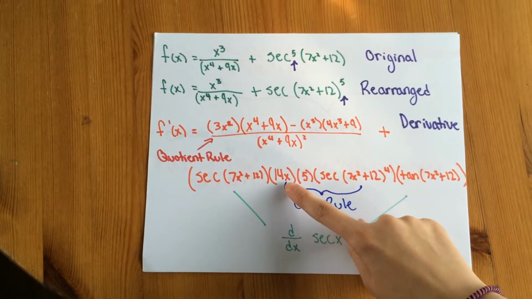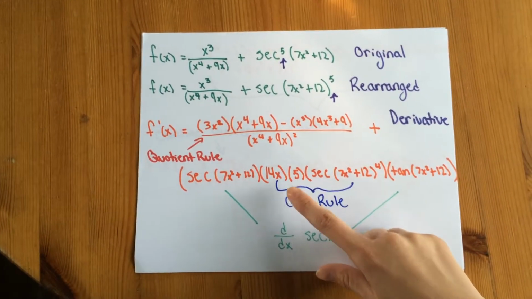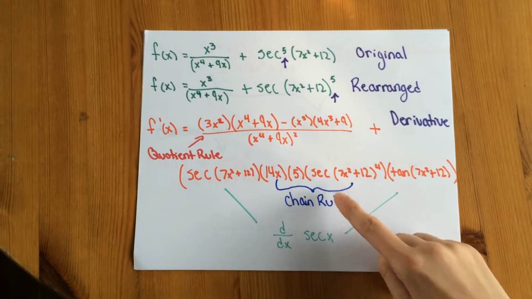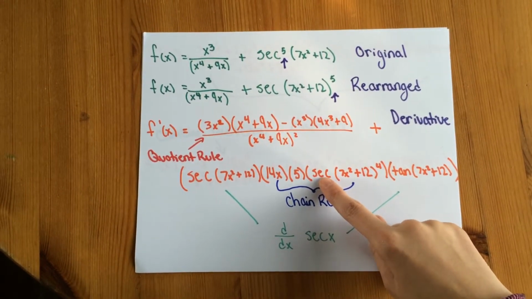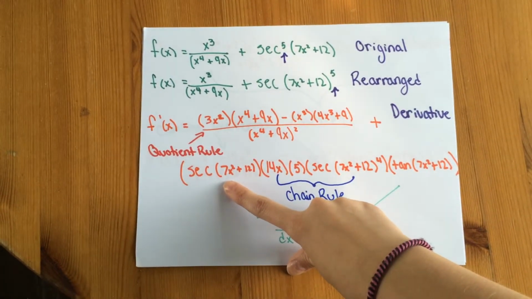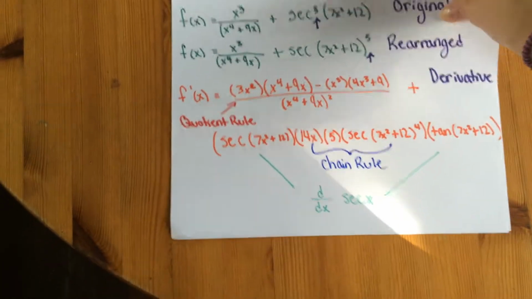The chain rule, we end up with 14x, which is the derivative of the inside, times 5 secant to the fourth, which is the derivative of the outside. Plus we have to take the derivative of secant of x, which is here. You end up with a secant of 7x squared plus 12 times tangent of 7x squared plus 12.